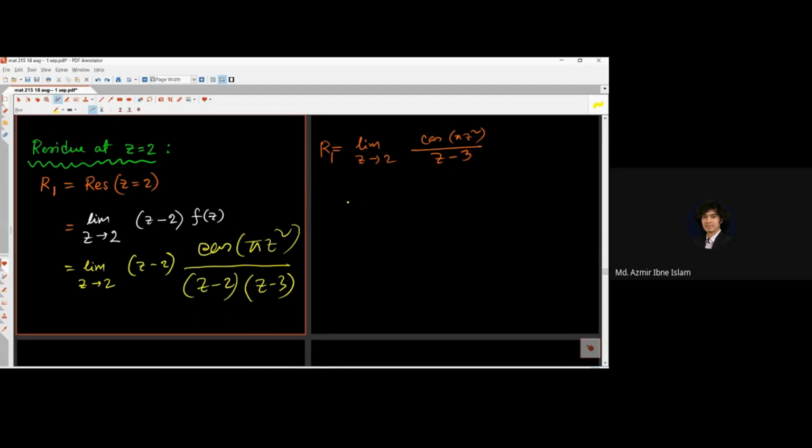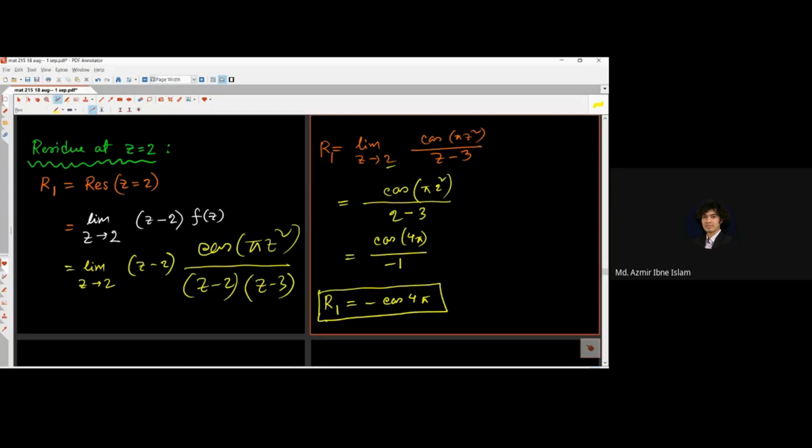Now it is a limiting problem, that is going with just the limiting concept. So we have to input 2 here. If it is 0 by 0, then we have to apply L'Hopital's rule, or we can apply algebraic manipulation, but it is not 0 by 0. So we can directly find a value here. So cosine pi z squared, then z is 2, so 2 squared, and 2 negative 3. That means we are getting negative 1 times cosine 4 pi. So negative cosine 4 pi is the result for R1. Okay?